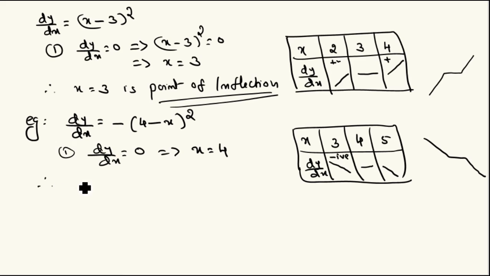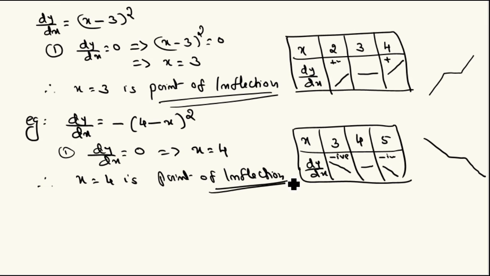So therefore x equal to 4 is a point of inflection. Here also there is no change in the sign of dy by dx. It is from negative to negative. So it's a point of inflection, not giving any local maxima or minima.